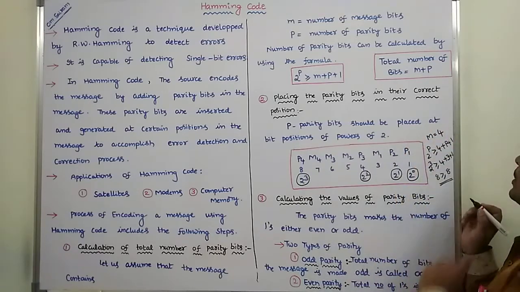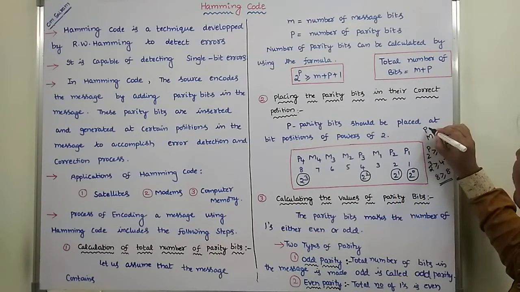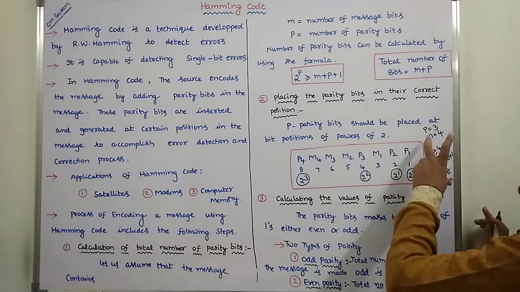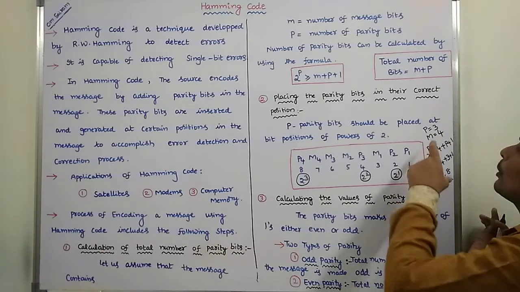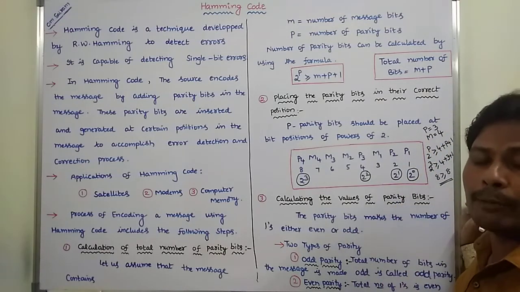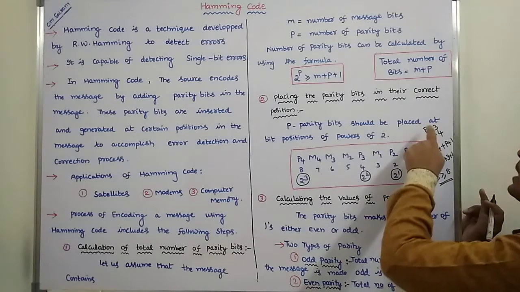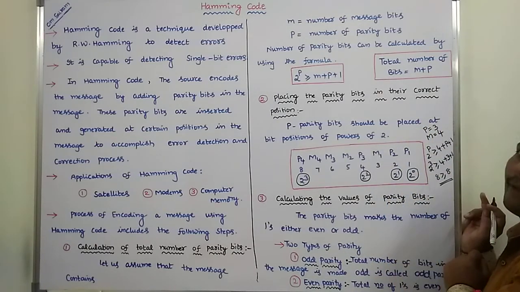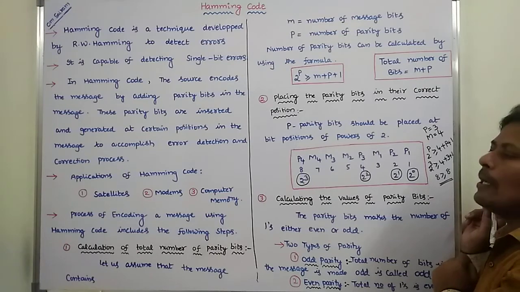Now m is equal to 4 and p is equal to 3. So in this way, we calculate the total number of parity bits that are required. So now m plus p is equal to 7. 4 plus 3 is equal to 7.